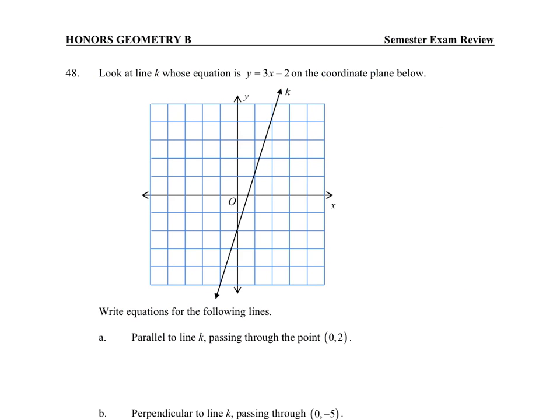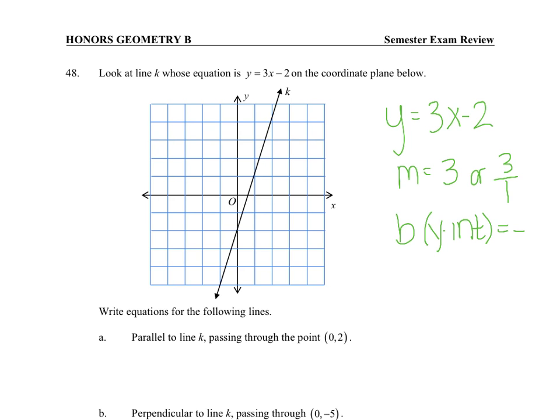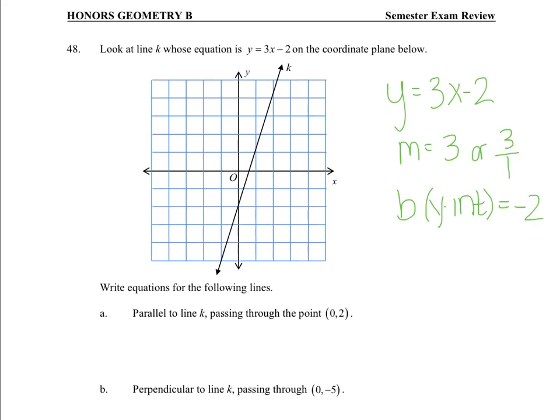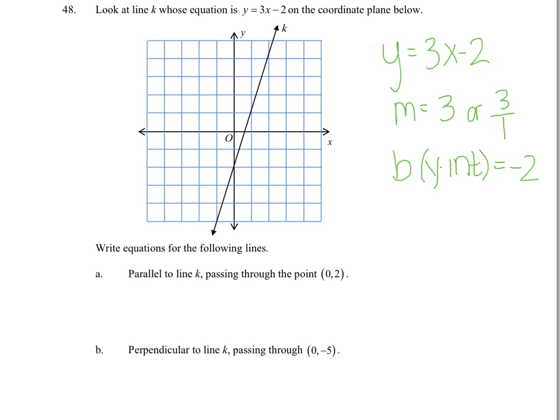For question 48, look at line K, whose equation is y equals 3x minus 2 on the coordinate plane below. So given the equation y equals 3x minus 2, I can see that my slope is 3, or 3 over 1, and my y-intercept is -2. What I'm going to do is write equations for the following lines. I want a line parallel to line K passing through the point 0, 2.